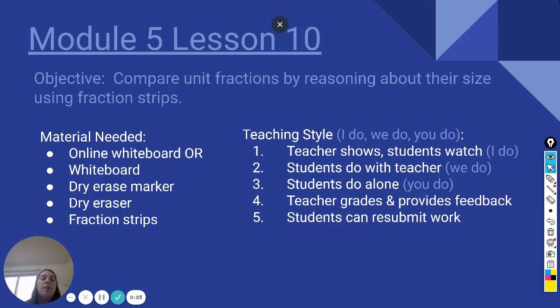Today we're doing Module 5, Lesson 10. The objective is to compare unit fractions by reasoning about their size using fraction strips. The materials needed for today are your online whiteboard or your whiteboard, dry erase marker, and dry eraser. And you'll also want your fraction strips out to help you reference with the problems.